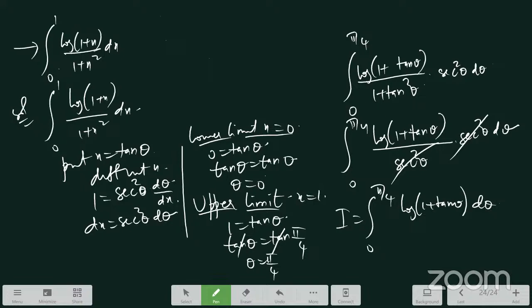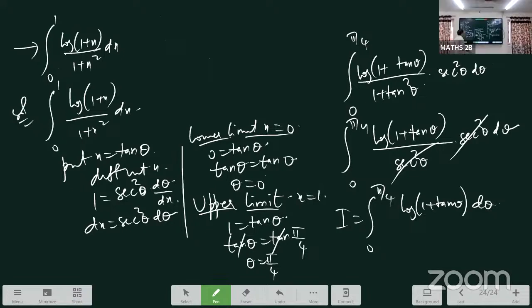Change your limits. Lower limit x is 0. Upper limit x is equal to 1. One is equal to tan theta. Then tan theta equal to tan pi by 4. Theta is again pi by 4. Then 0 to pi by 4, replace everything. Then at last what you will get is 0 to pi by 4 log of 1 plus tan theta d theta.